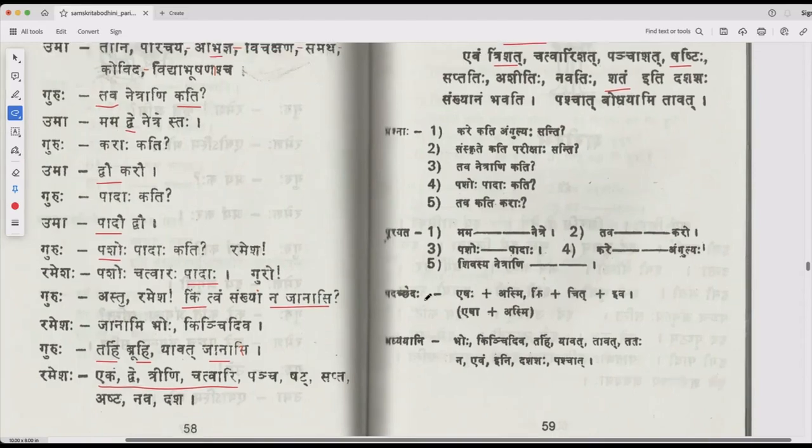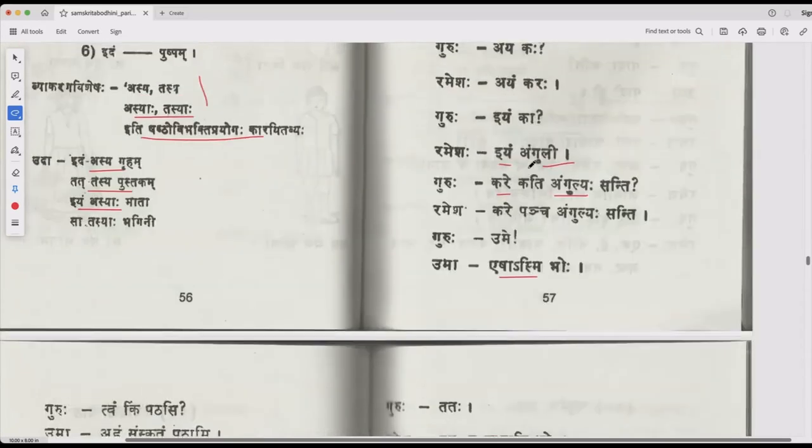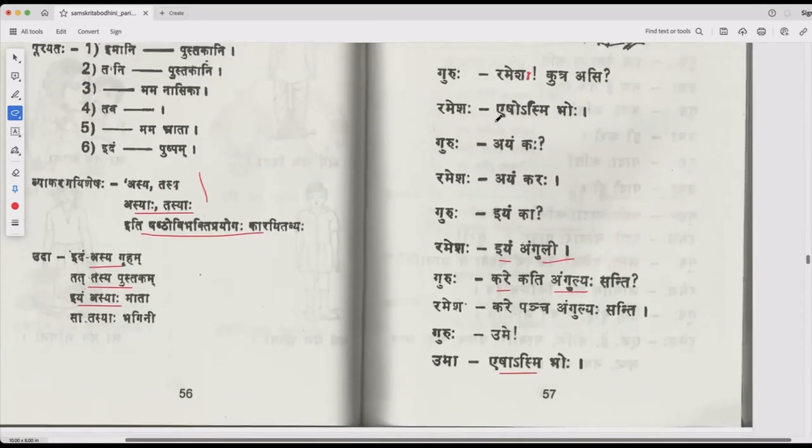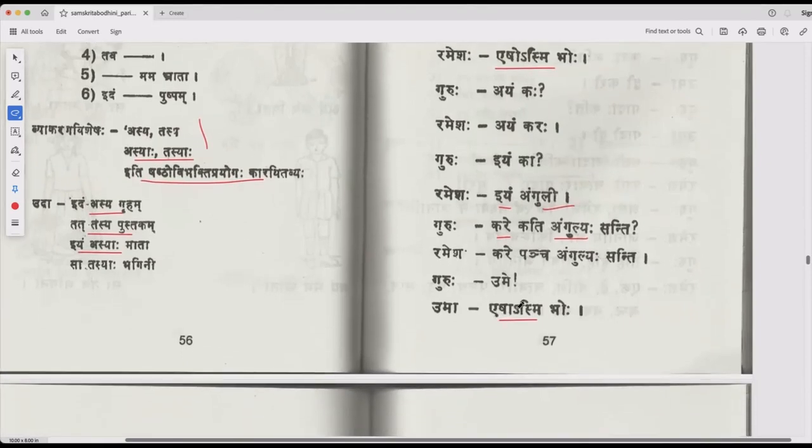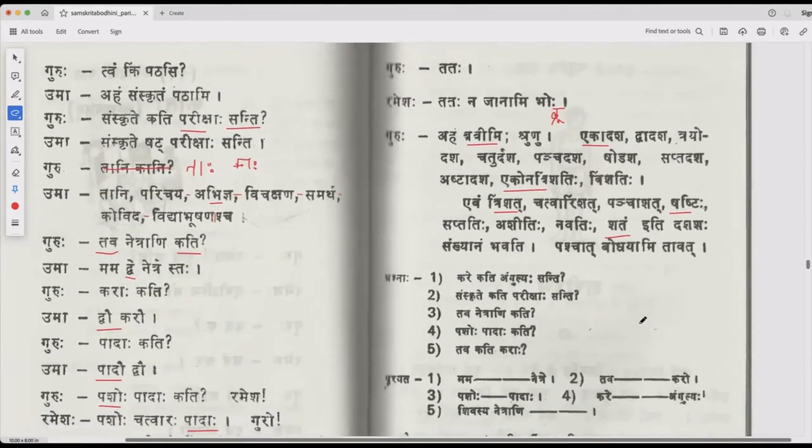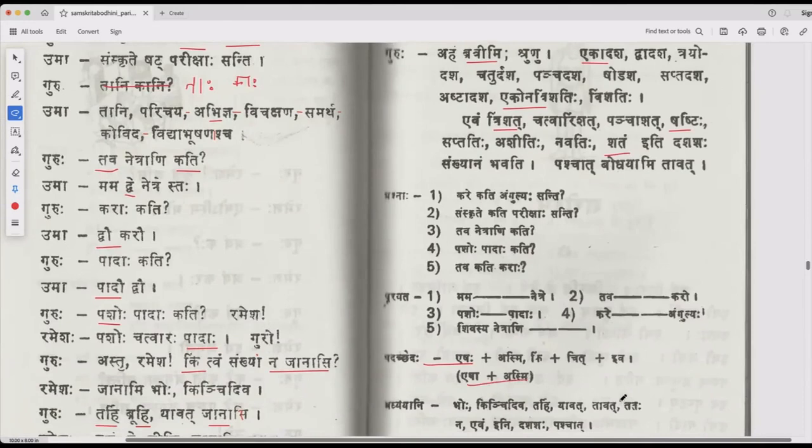So esha plus asmi, if you look at the first page, you have eshosmi bhoho. So eshosmi bhoho has been split into eshaha plus asmi. Then the next one is eshasmi. Please don't put this avagraha here. Write it as one word, eshasmi. Next is esha plus asmi. Any words that are put together in this lesson, if you go to the end of the lesson, have been split and given for easier understanding.